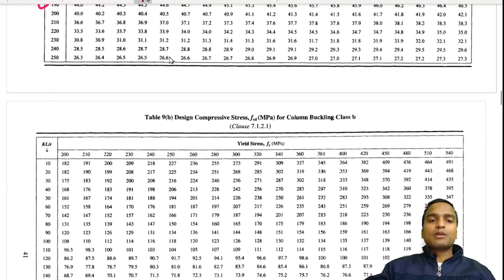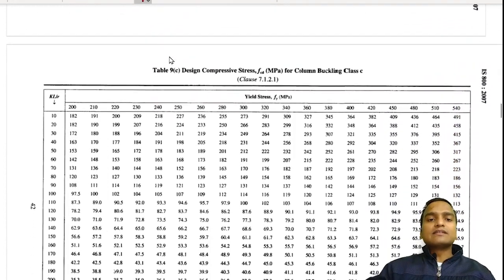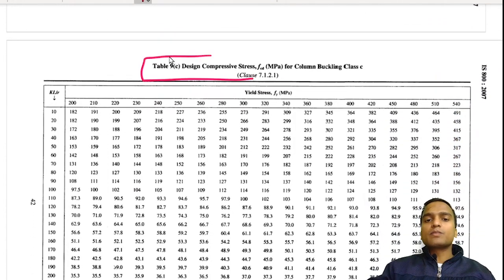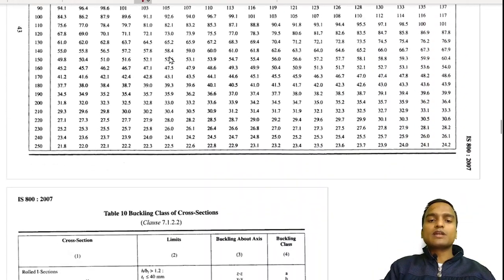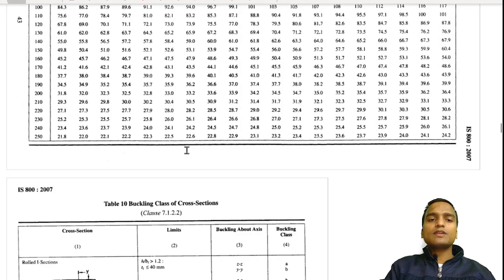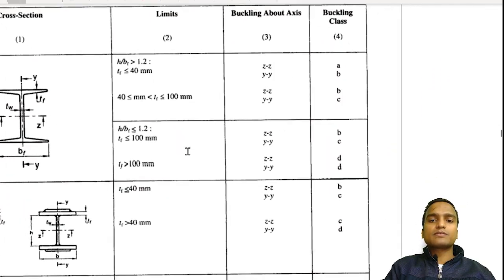This is now table number 9B for design compressive stress in buckling class B, this is table number 9C for design compressive stress FCD in column buckling class C, and this is the last, table number 9D, for design compressive stress in buckling class D. So we can use all these tables in the calculation of design compressive stress.